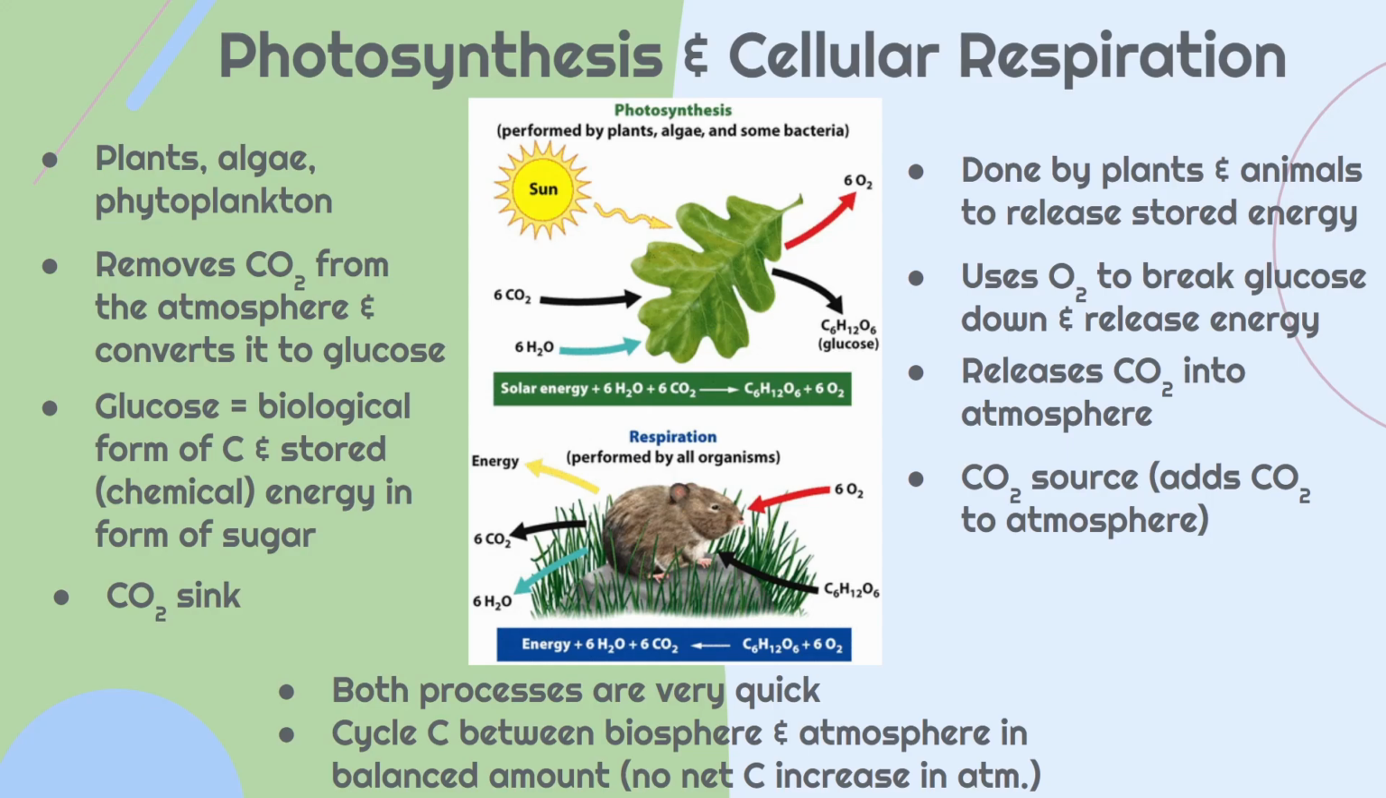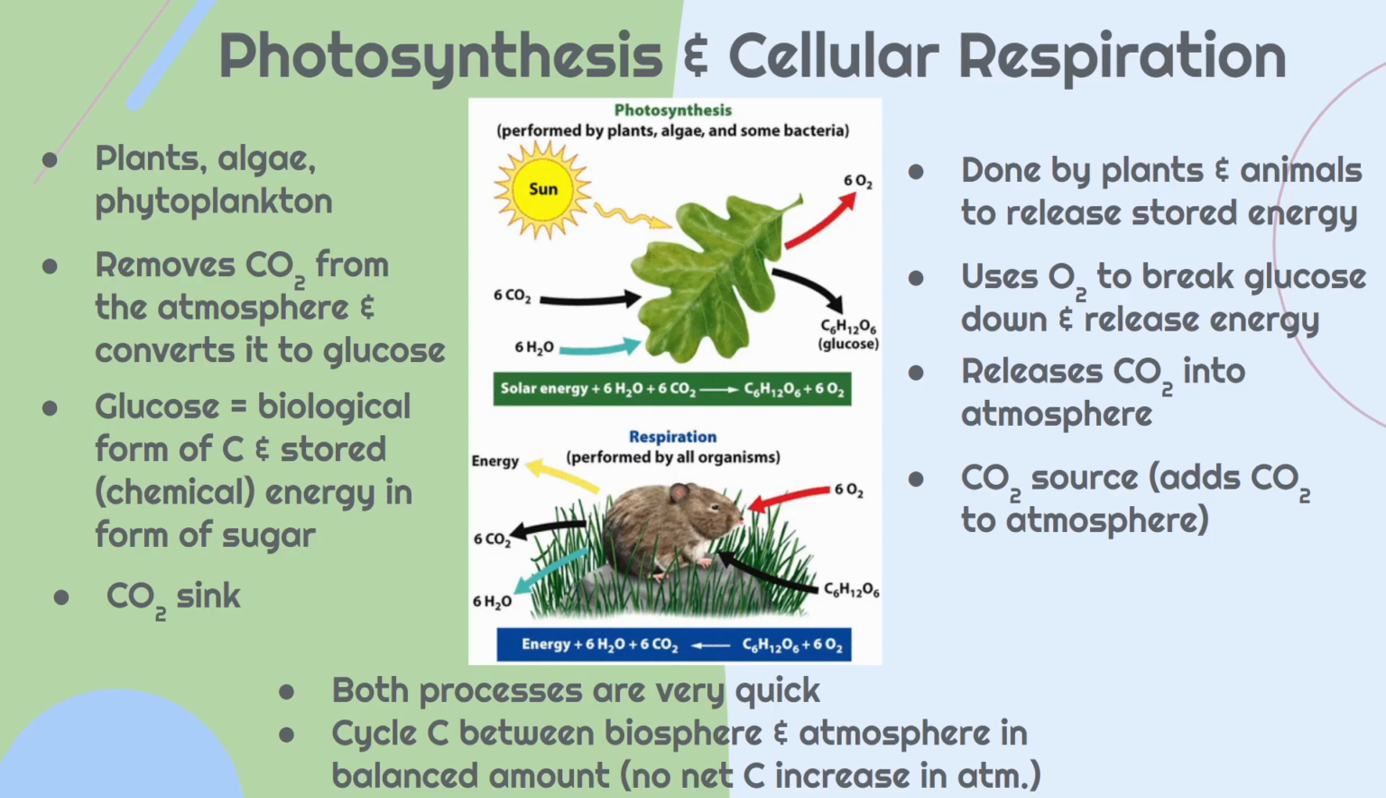If you look at the equation in green, we have photosynthesis releasing oxygen and producing glucose. If we look down at the equation in blue for respiration, organisms are going to take in oxygen and glucose, and they're going to give off CO2, which plants then take back in to create glucose.